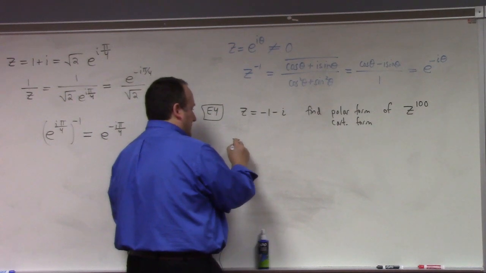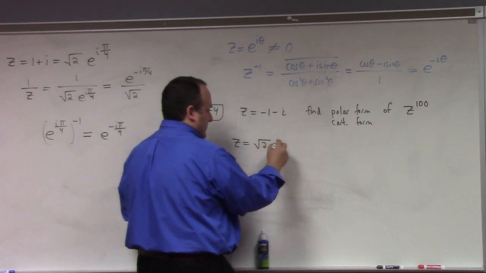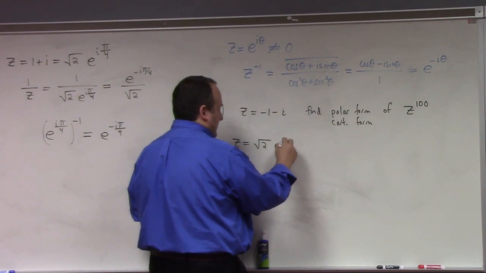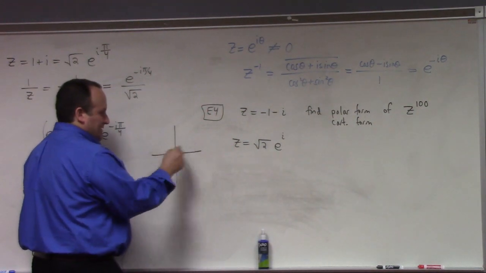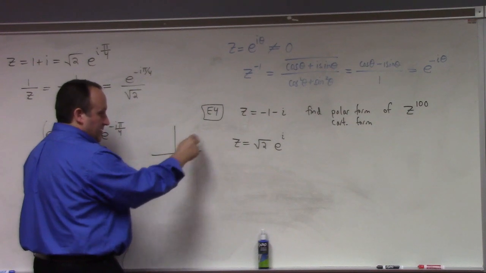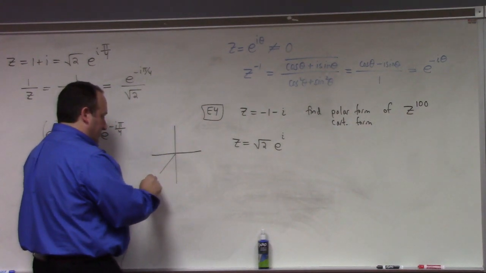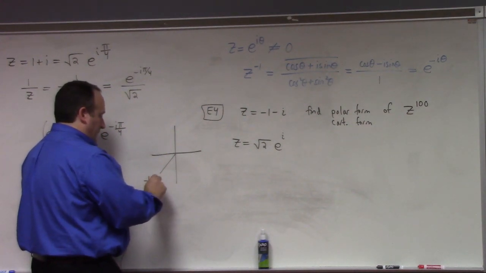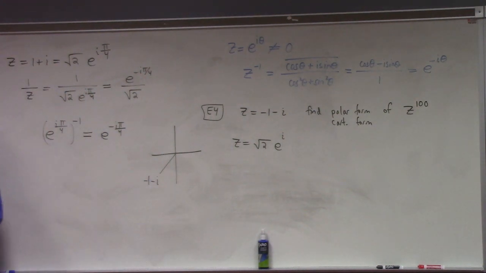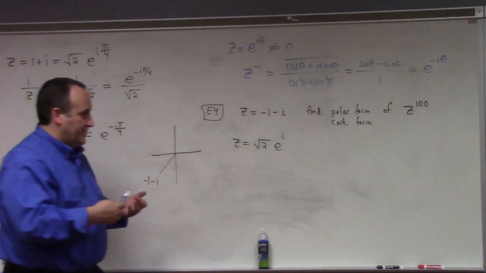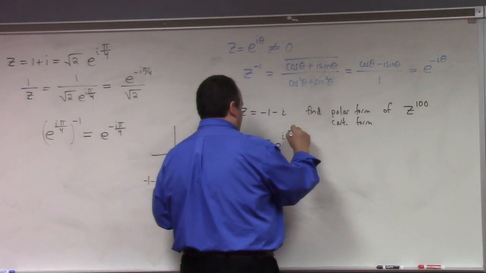Which is what? z is equal to the square root of 2 again. Sorry, I'm kind of being boring. e to the what? e to the i... Yeah, it's not pi over 4 here. Notice that minus 1 minus i is down here. We could either go with a minus 3 pi over 4 or with a plus 5 pi over 4. So I'm trying to keep it positive today, so I'll go with 5 pi over 4.